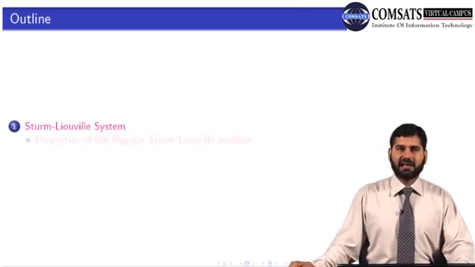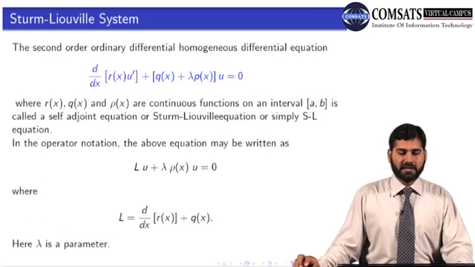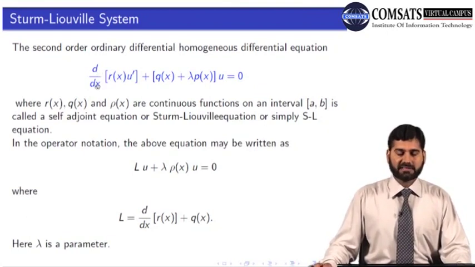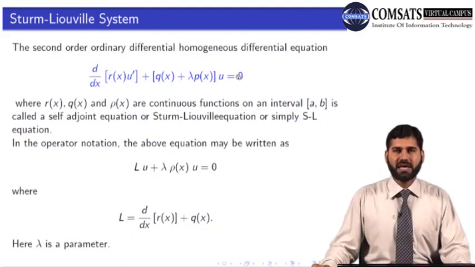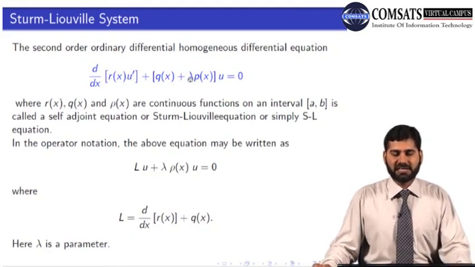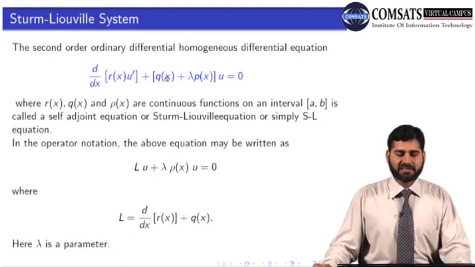So what is an SL system? It is the second order homogeneous differential equation d by dx of r(x) u prime plus q(x) plus lambda p(x) u is equal to 0. It's a second order differential equation with a parameter lambda in it. You see, lambda is a parameter. p(x), q(x), and r(x) are continuous functions on the interval a to b.